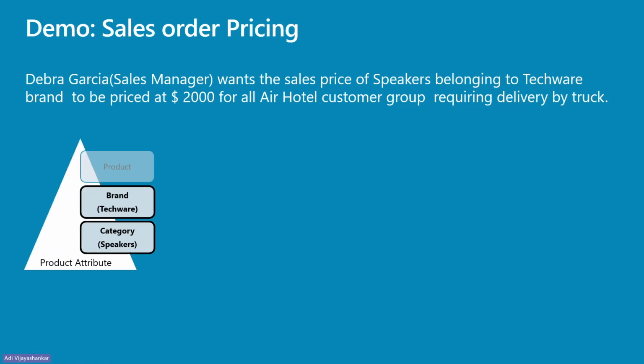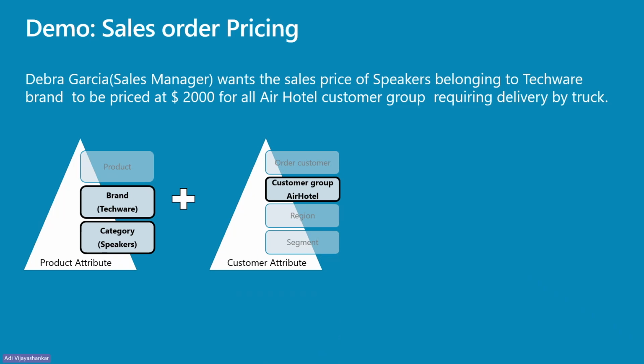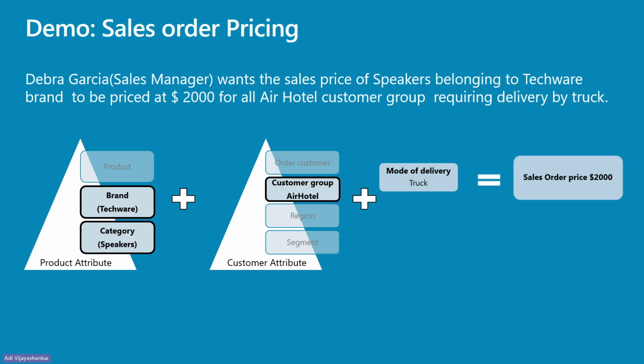As you can see, we have two product attributes, brand with the value Techwear and product category with value speakers, one customer attribute, customer group with value Air Hotel, and one order attribute, mode of delivery with the value truck. When a sales order is created with these attributes, we should have a price of $2,000.